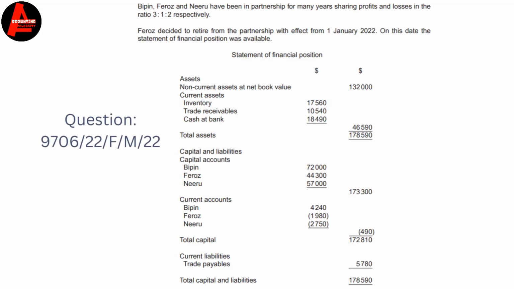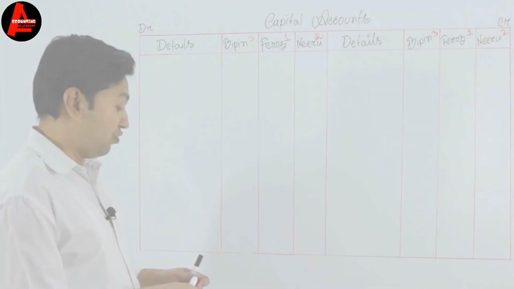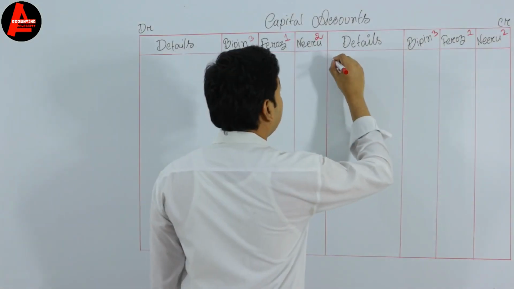Now we will see our financial statement once again. Here we see capital account. Bipin's balance is $72,000, Feroz's balance is $44,300 and Nero's balance is $57,000. This is the balance of the capital account. This balance will be here first of all. This is the opening balance, so it is balance brought down, or balance BD. We will write balance BD here.